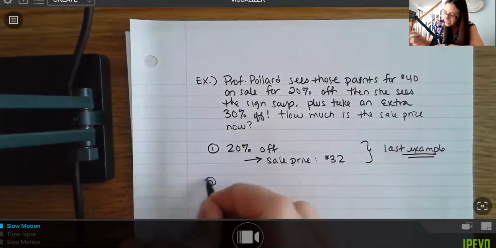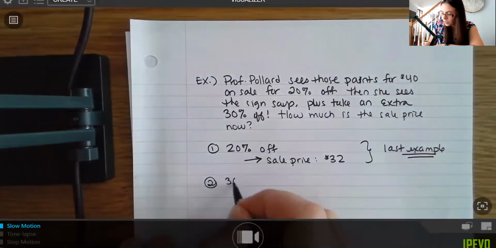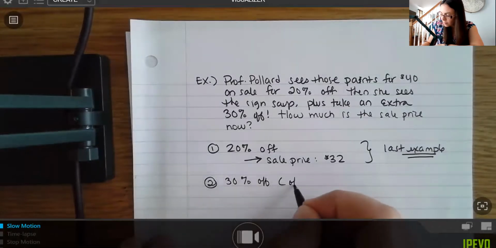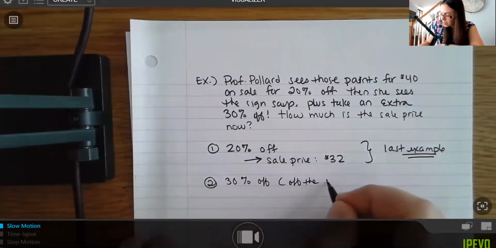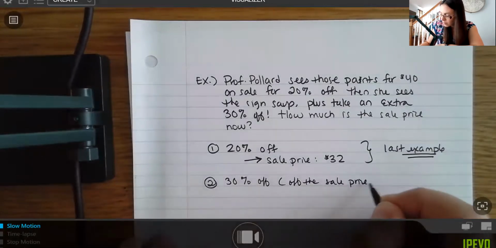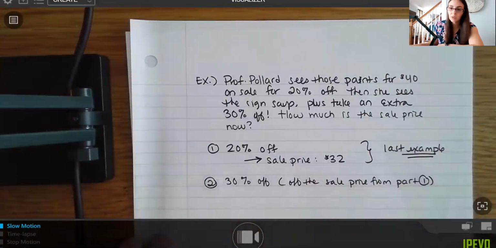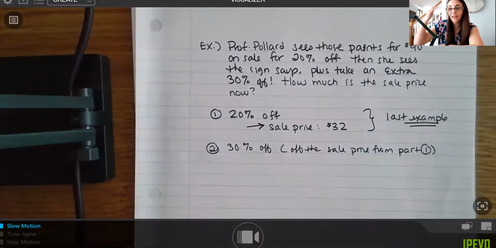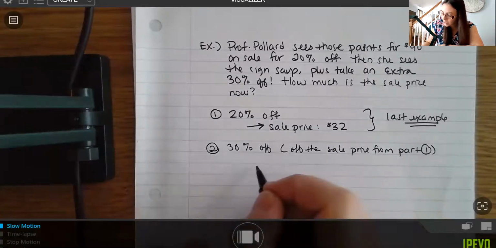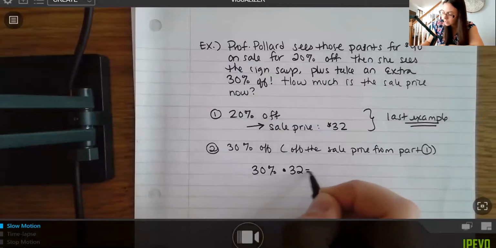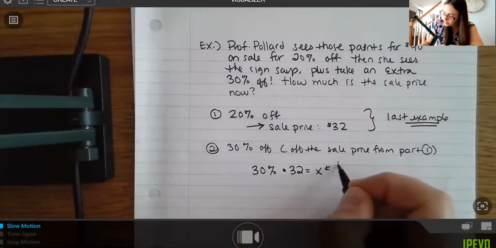And then you would do the next percent. So now I'm going to do the extra 30% off. And it's off the sale price from part 1. So that's how they do it. It's not off the original price now, it's off the new sale price because they've already taken 20% off the item. So you're going to end up doing 30% times $32 to get your new discount.